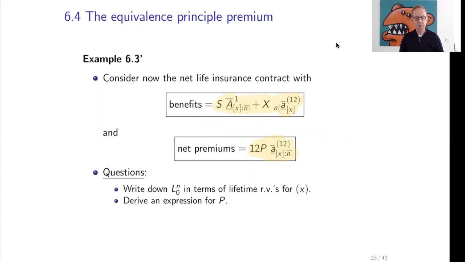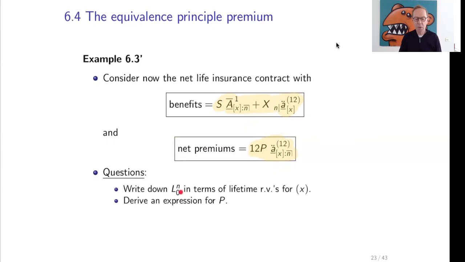Now we adapt example 6.3 a little bit to what we call example 6.3 prime. We now consider the net life insurance contract where there is the deferred pension. The premium payment goes in the same way, so we pay a premium P at the beginning of each month until retirement. But now, suppose that the insured dies early, in the first 10 years, before his retirement, there is also a payment S. So this is an additional benefit, a death benefit in case of early death before retirement.